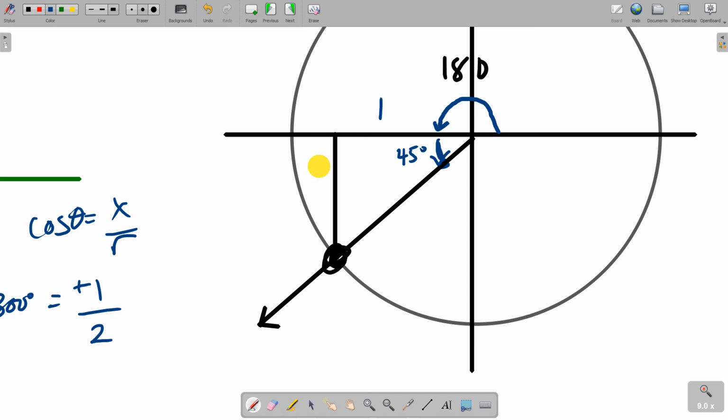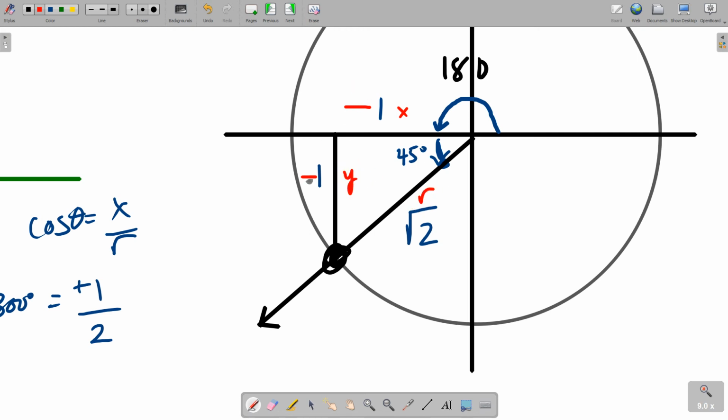This is the 1. This is the 1. This is the root 2. But wait a minute. I am at left 1, down 1. Okay, that's nicer. This is the x. This is the y. This is the r.